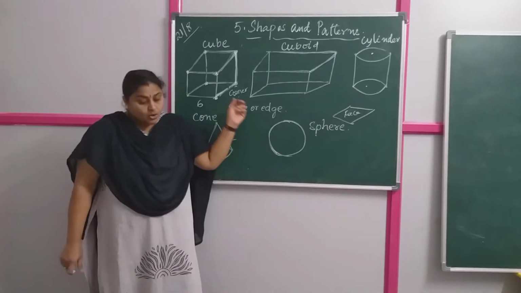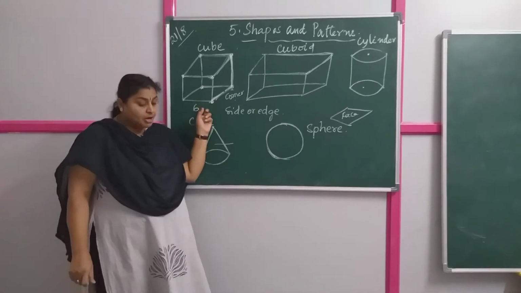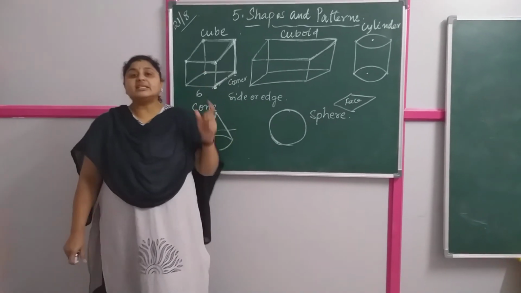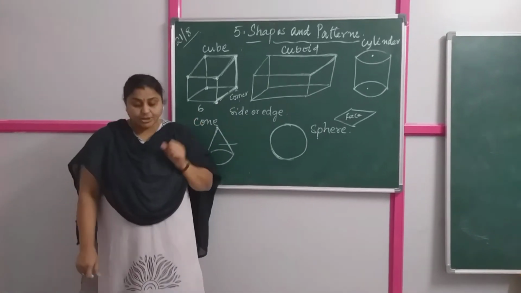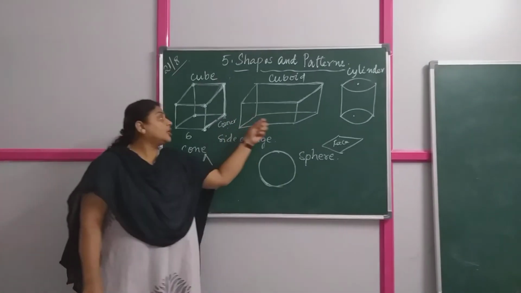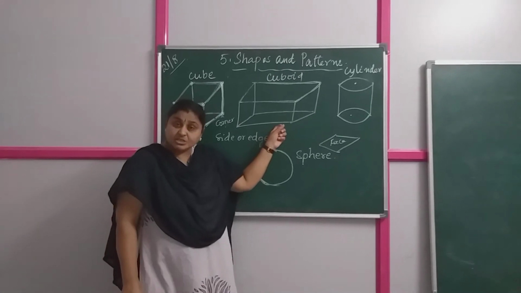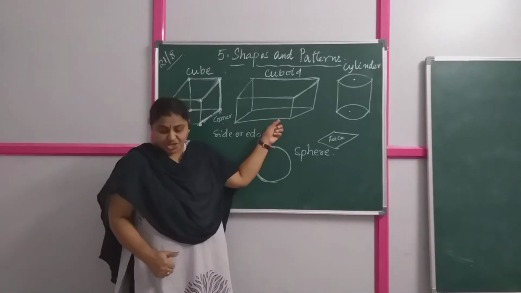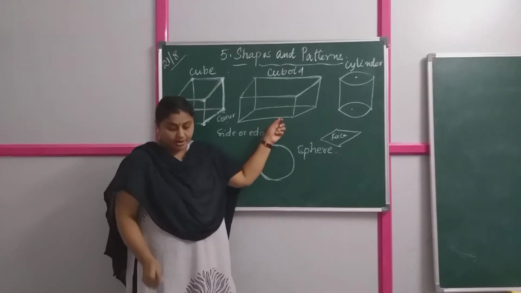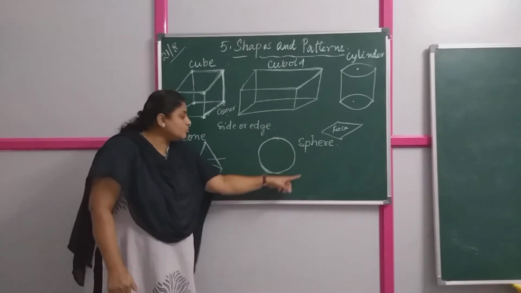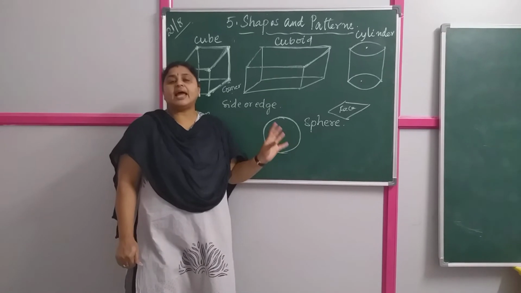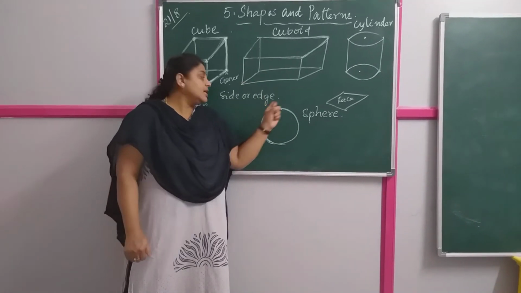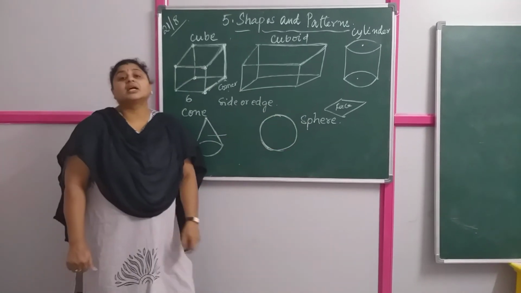Okay, now cube has how many faces? Cube has 6 faces, 12 edges and 8 corners. Similarly, cuboid has 6 faces, 12 edges and 8 corners. Coming to sphere, it has only 1 curved surface. There are no edges and there are no corners since it is a complete curve.